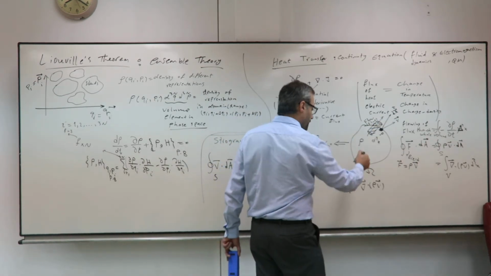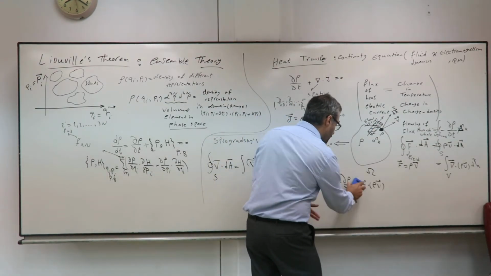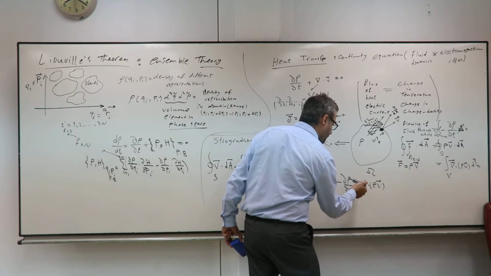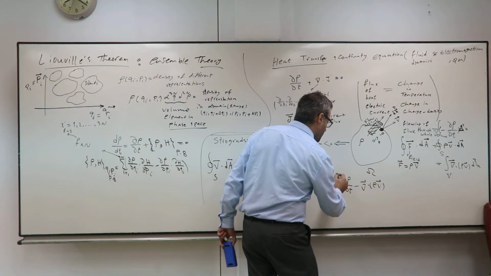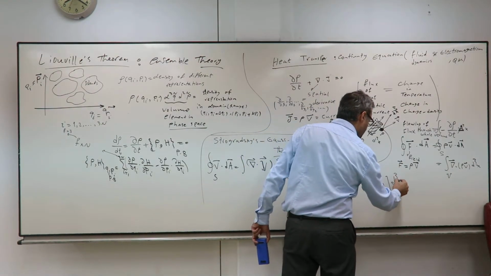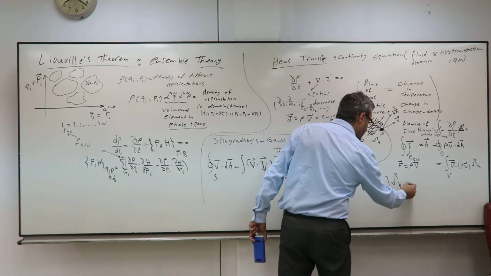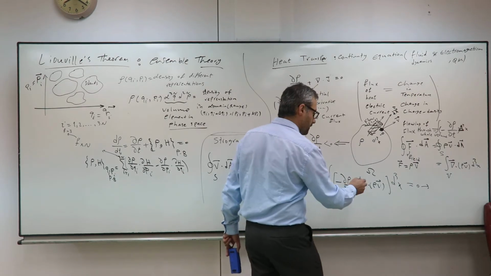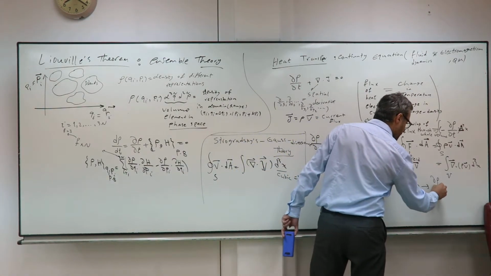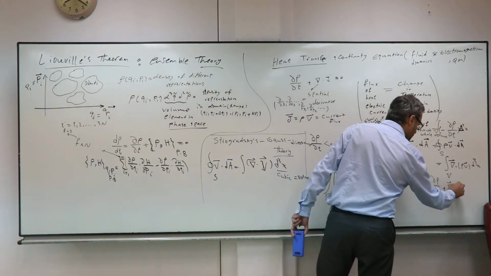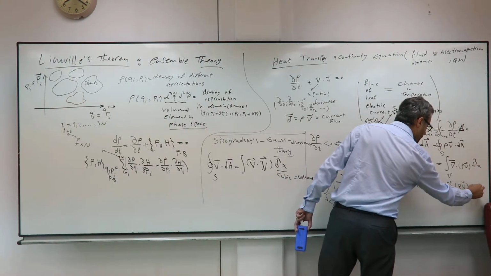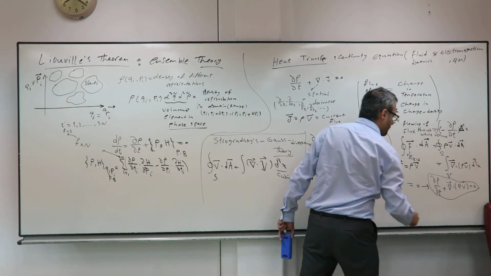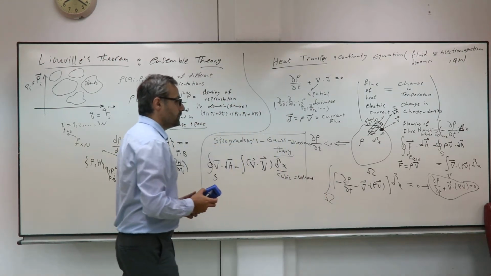So, and you can move everything to the right hand side and consider this for any arbitrary volume element. So you get this equation: partial derivative of this plus divergence of rho v equals 0.